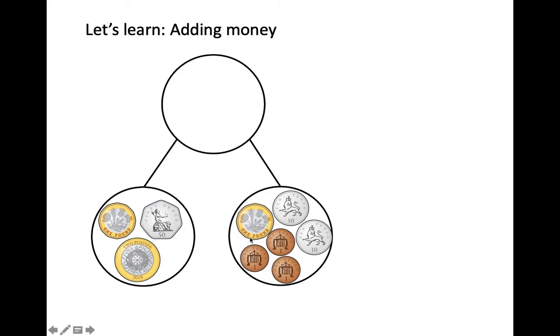So here I've got my part whole model, and we want to find out the whole today. We want to find out the total when we add these two amounts up. First of all, I'm going to start with the pounds. I haven't got any notes in this question, so I'm going to go with my pounds. In the first part, I have a £1 coin and a £2 coin to make £3. And in the second part, I just have a £1 coin. So I know that £3 add £1 gives me £4 in total.